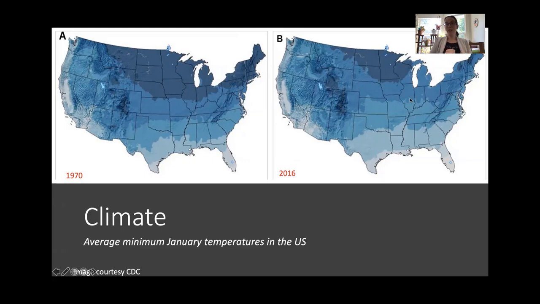Why does this matter for us for vectors? January temperatures are sometimes used for prediction because they're a really good sense of how severe the winter is. If you have a severe winter, you get fewer vectors overwintering. Because remember, they have to hide up for the winter. They're not out seeking if the winter is cold enough.